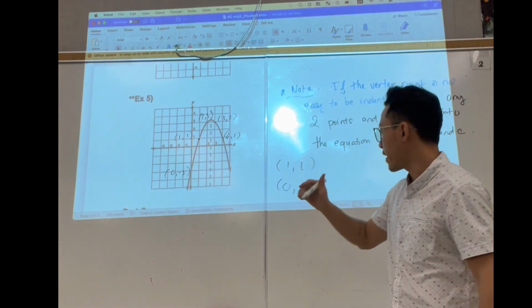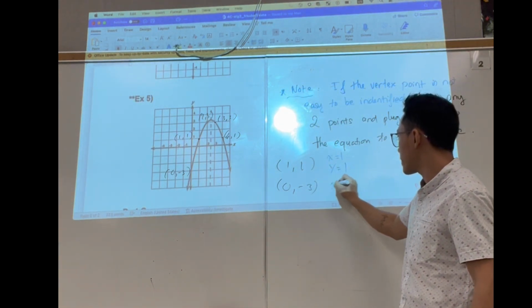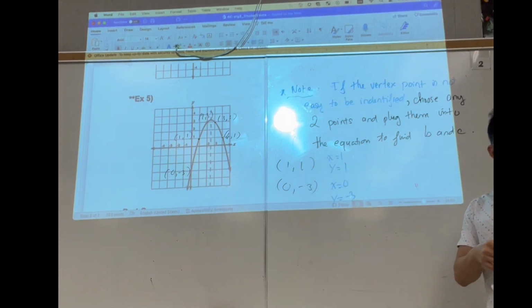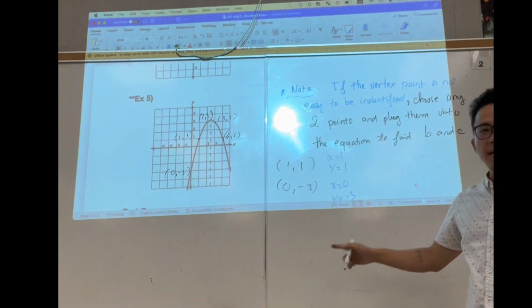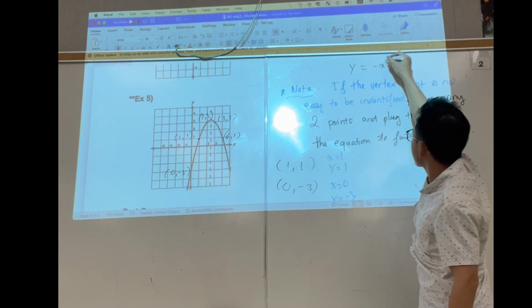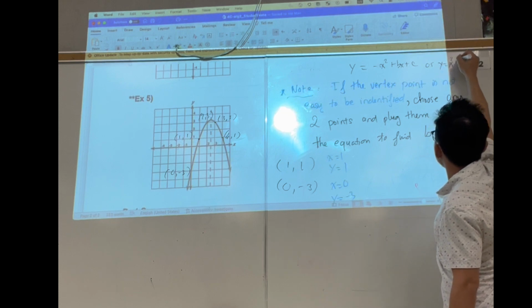Whatever 2 points. Okay, this one means x equals 1, y equals 1, and this one means x equals 0, y equals -3. So here's the tip: try with the 0 first, because you never know. Sometimes it can cancel something. So I'm gonna plug in 1 first. Which equation do I plug it into? I have y equals -x squared plus bx plus c.